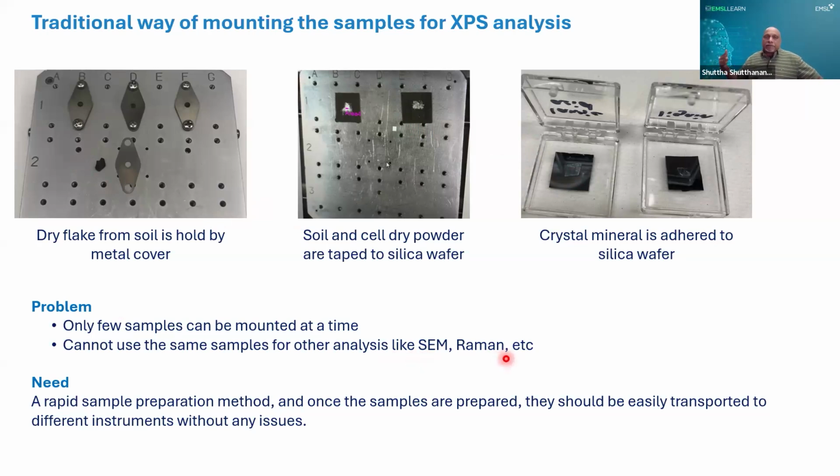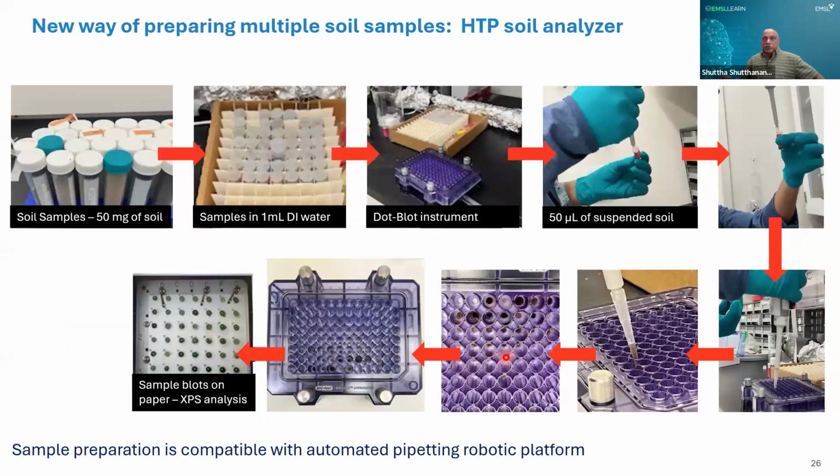So we need a rapid sample preparation method to prepare samples quickly, and also to easily transport them from instrument to instrument for different analyses. So we use a dot plot instrument to prepare these samples. This instrument has two plates. The top plate, as shown here, has several holes. The second plate also has holes, but it is connected to a vacuum pump. We put a filter in between these two plates, tightly connect them, and then start pumping.